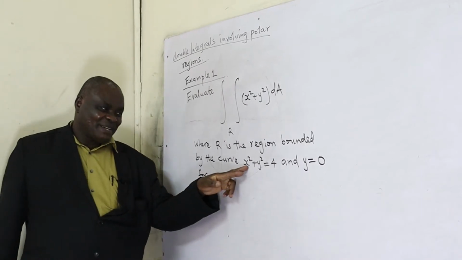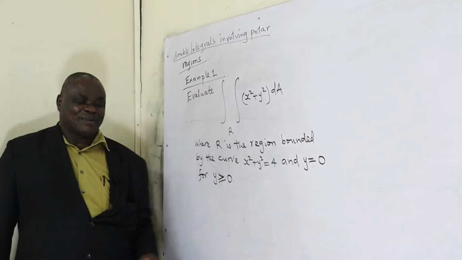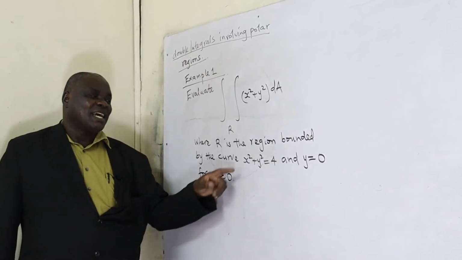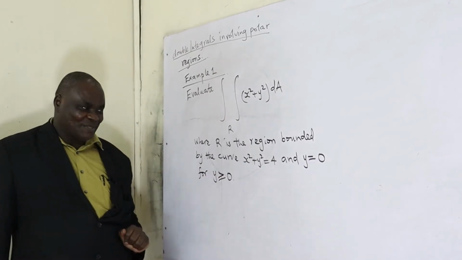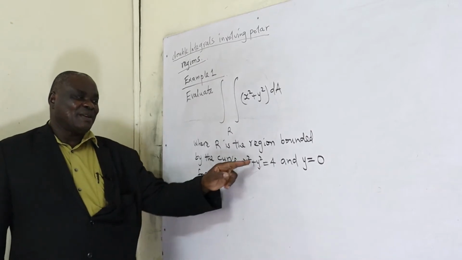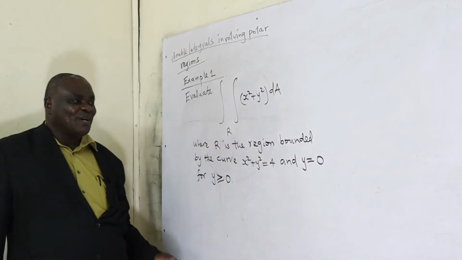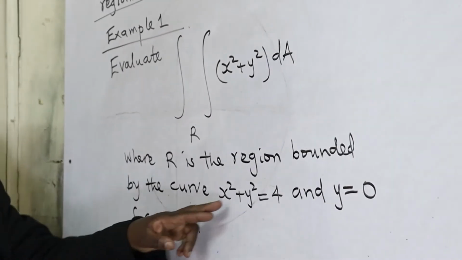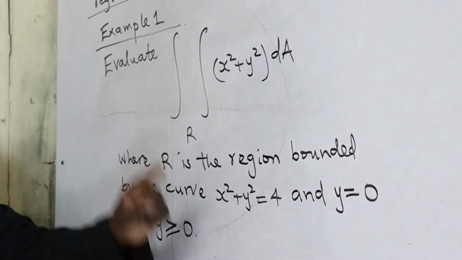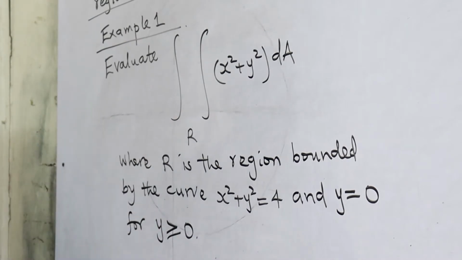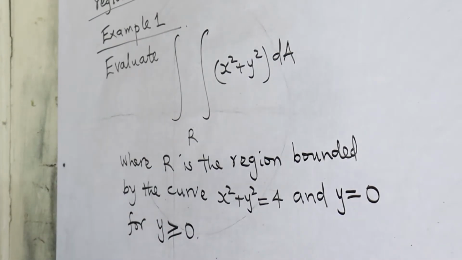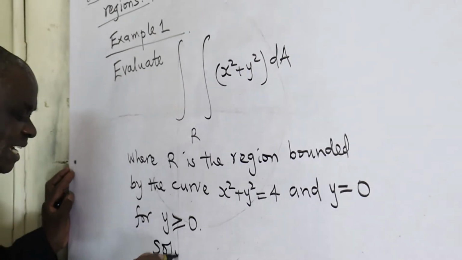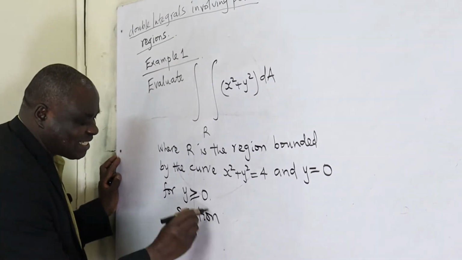And this curve x squared plus y squared is equal to 4 is a curve which is a part of a circle. In polar coordinates, x squared plus y squared is equal to 4 simplifies to r is equal to 2, which is a circle of radius 2. So in our solution, we sketch the region first.